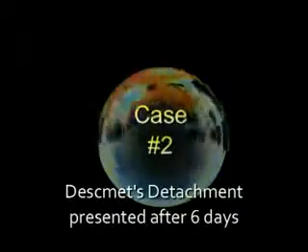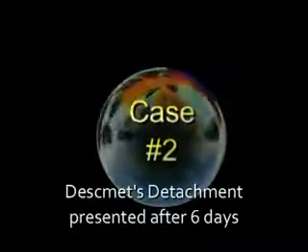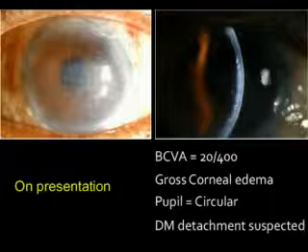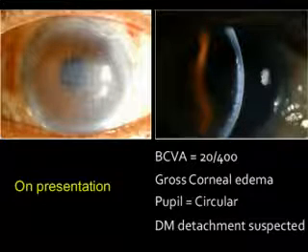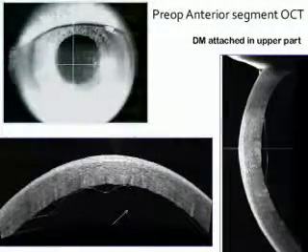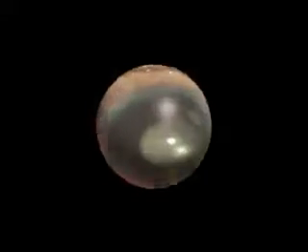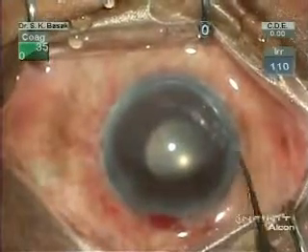Case 2. Descemet detachment in phacosurgery but detected in early post-op period. This patient was referred 6 days after an uneventful phacosurgery. Best corrected visual acuity 20/400. Gross corneal edema. DM detachment suspected during slit lamp examination. Anterior segment OCT confirmed DM detachment with some area of attachment in upper part.